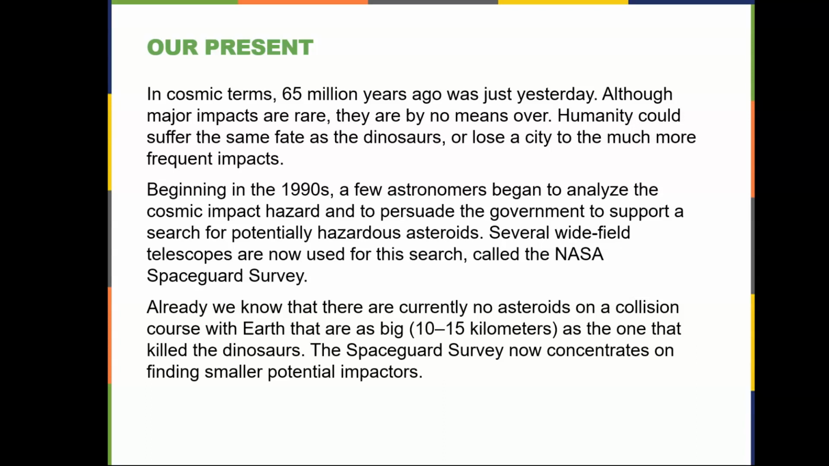Beginning in the 1990s, a few astronomers began to analyze the cosmic impact hazard and to persuade the government to support a search for potentially hazardous asteroids. Several small but sophisticated wide-field telescopes are now used for this search, which is called the NASA Space Guard Survey. Already we know that there are currently no asteroids on a collision course with Earth that are as big, 10 to 15 kilometers, as the one that killed the dinosaurs. This Space Guard survey now concentrates on finding smaller potential impactors.